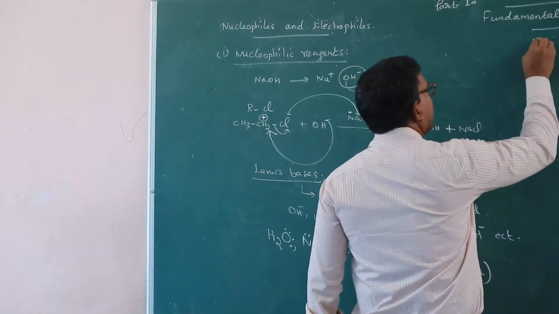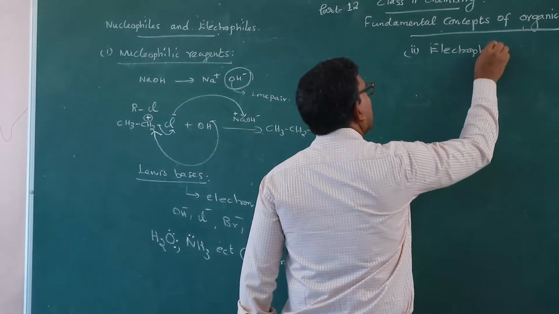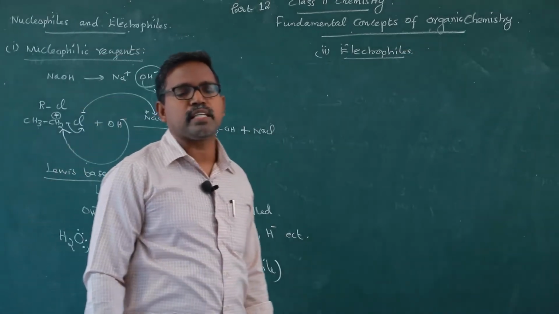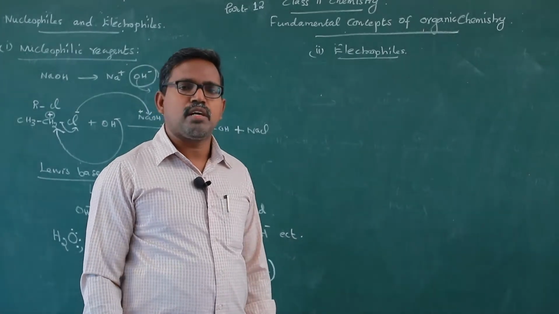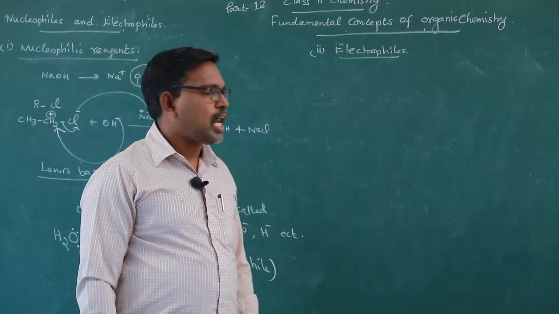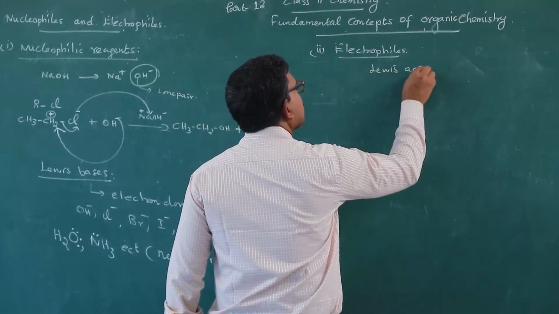The second topic is electrophile. Electrophiles are otherwise known as electrophilic reagents. Electron deficient centers are called electrophiles. The electrophiles are otherwise known as Lewis acids.